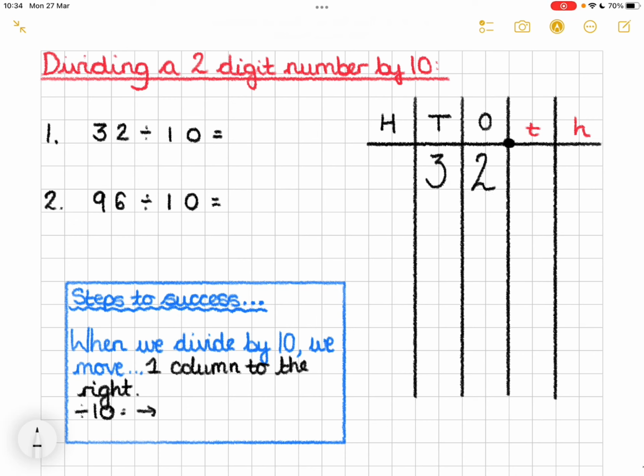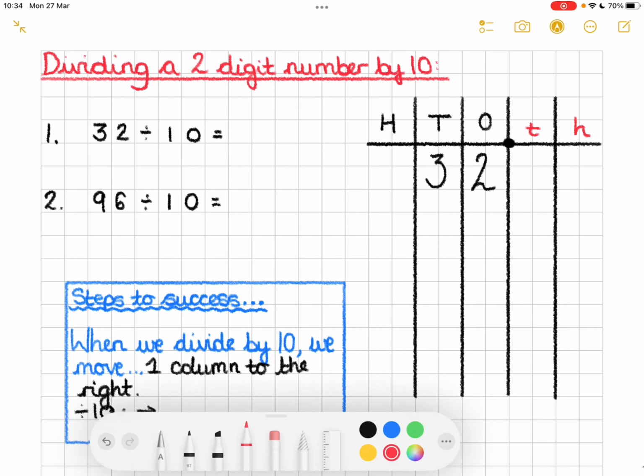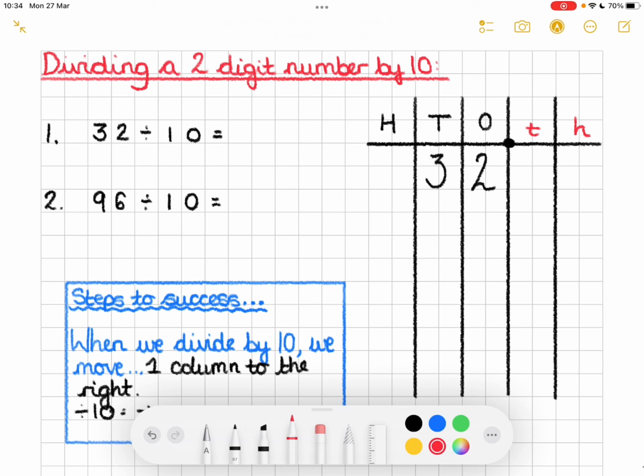My golden rule is when we divide by 10, we move 1 column to the right. So I'm going to show that here. I'm going to move 1 column to my right. My 2 becomes a tenth. My 3 tens becomes 3 ones. And then I can't forget, because I've gone over that boundary, I've got a decimal point.